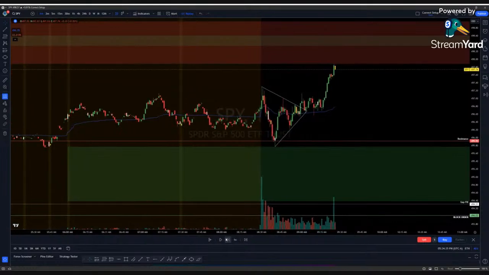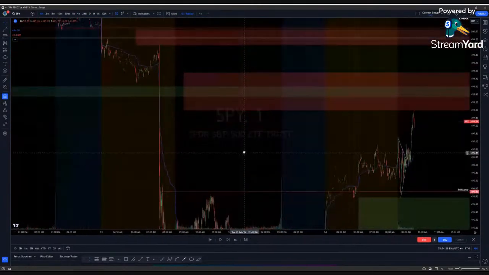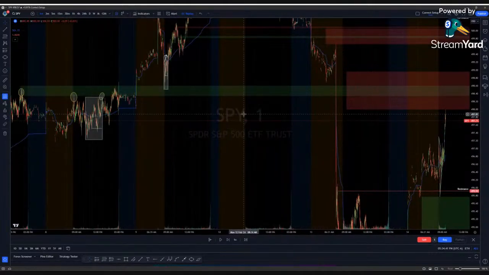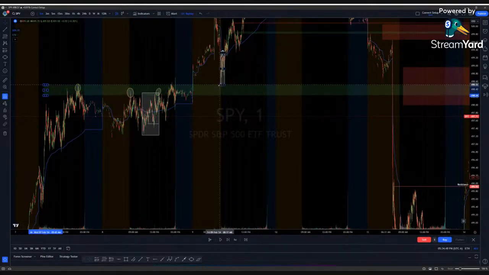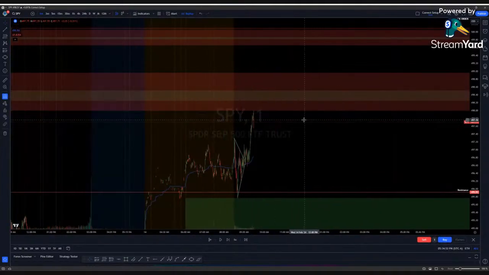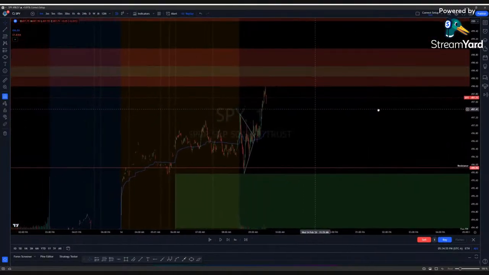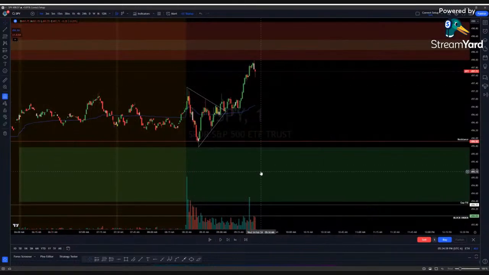So now we saw this rejection, right? This area was supply. This is the area that we were having trouble with previously. You can see here across, this area we were having trouble in from the sell side, I mean the buyer side, right? This is the 1 minute chart.